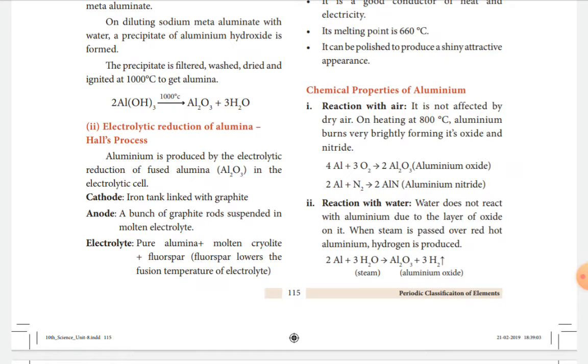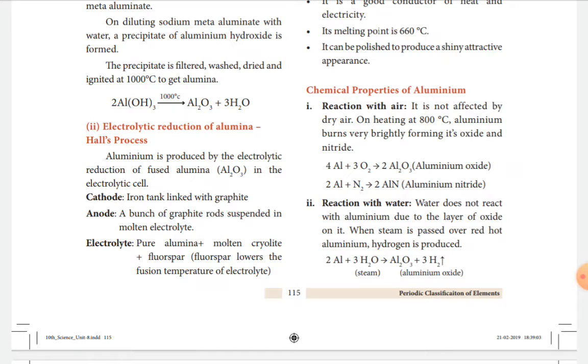So here we are going to write only the first reaction because it's only asked in the question. So 4 moles of aluminium react with 3 moles of oxygen to give 2 moles of aluminium oxide, Al2O3, aluminium oxide. That is the reaction we are going to concentrate on because the question is asked like that. So 4Al plus 3O2 gives 2Al2O3, aluminium oxide.